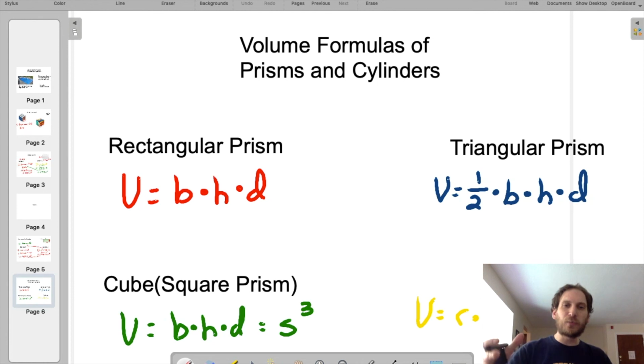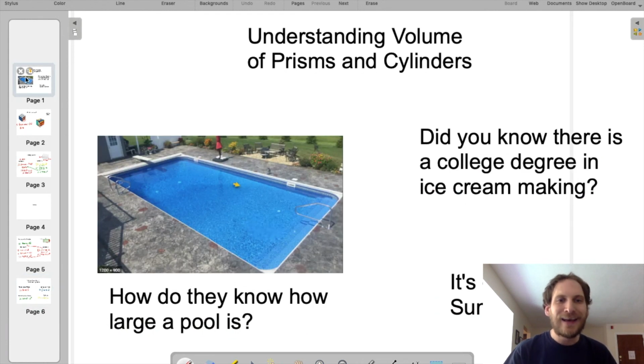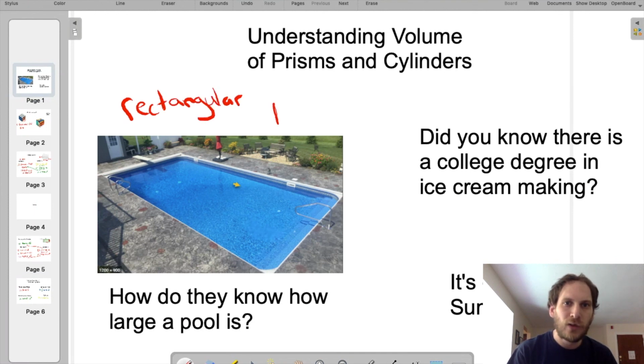Okay, so this brings us back to the original question that we started with at the very beginning. How would they know how large the pool is? And the answer to that question is because a pool is, in most cases, a rectangular prism. So they would find the volume by figuring out the volume of the equivalent rectangular prism, which would be one of the formulas that we use today, and that would tell them how much water could fill in that pool.